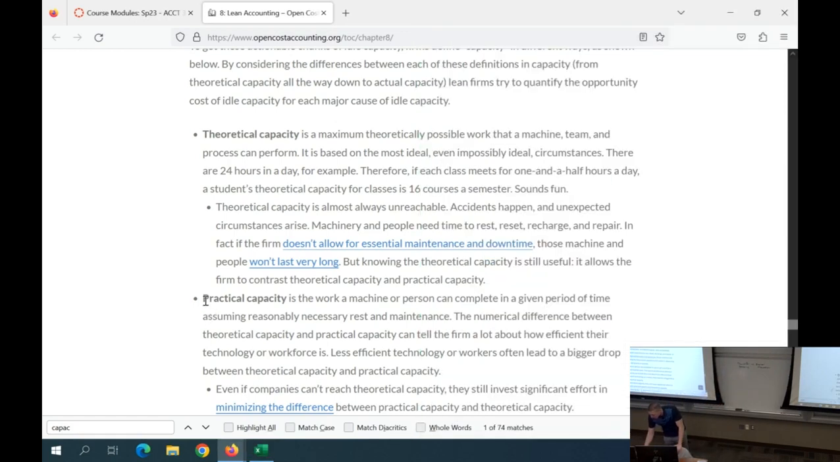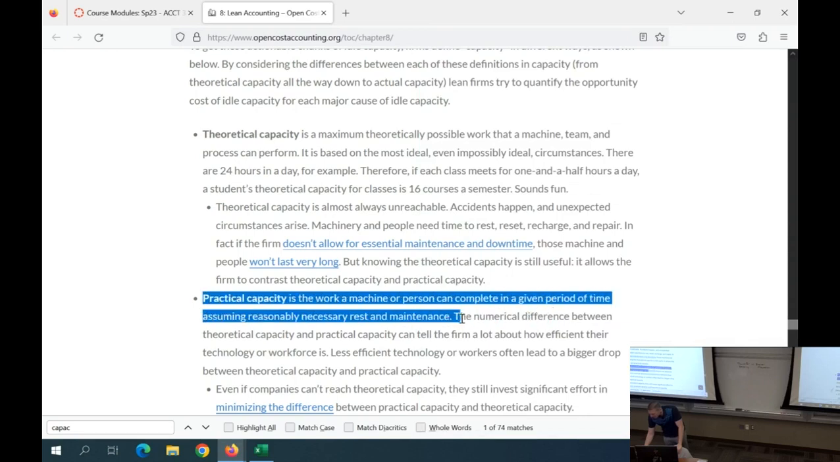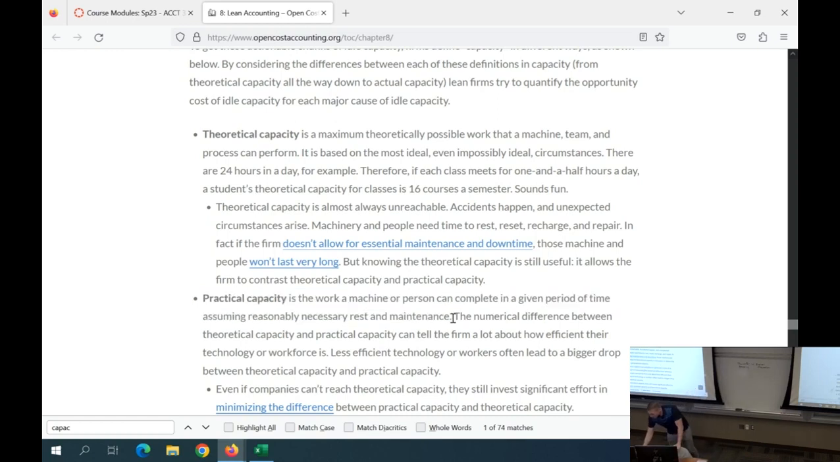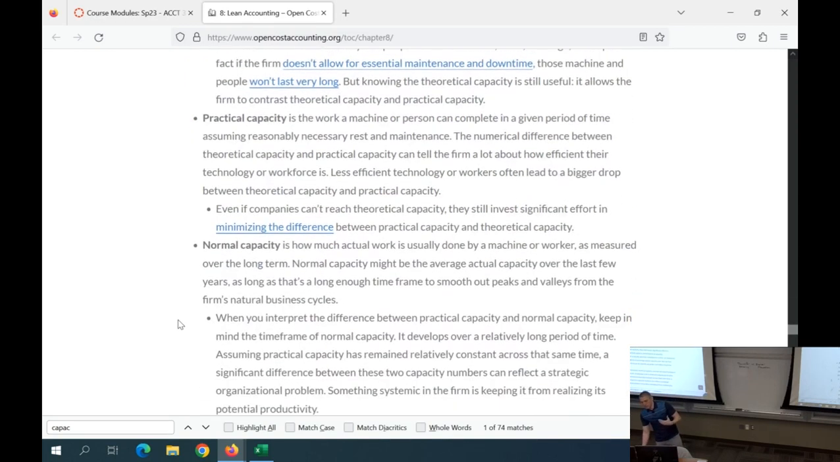The idea is letting the machine work and have necessary maintenance. Letting the machine rest, or let the person rest and have any necessary maintenance. So I put in sleep and food, and that's going to give us our practical capacity now. Usually the categories that move us down from theoretical to practical are the rest and maintenance that are required, the downtime required.